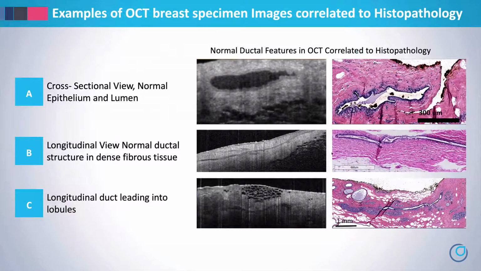These are some additional images of OCT breast specimens correlated to histopathology. Figure A is a cross-sectional view of the normal epithelium and lumen. You can see the dark center and very clear definition of the interface of the epithelial layer. Next, in part B, is a longitudinal view of a normal duct. You can see this is imaged very well in OCT and correlates with this H&E image. Here we see a longitudinal duct extending into lobules, which are also evident on OCT data, and the corresponding H&E section here.